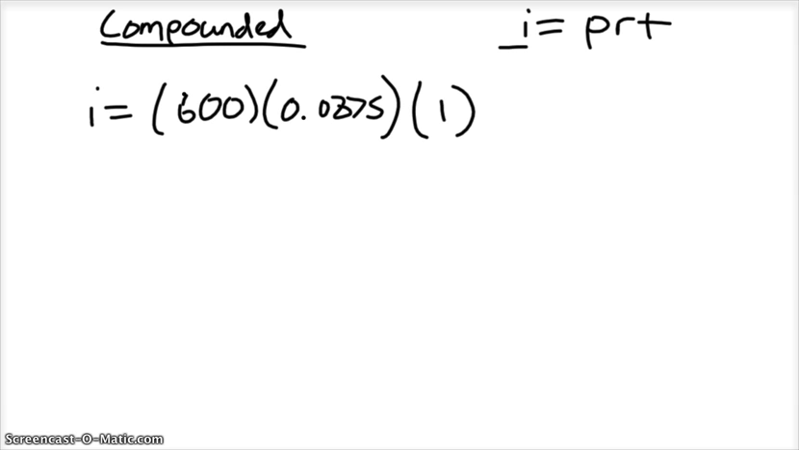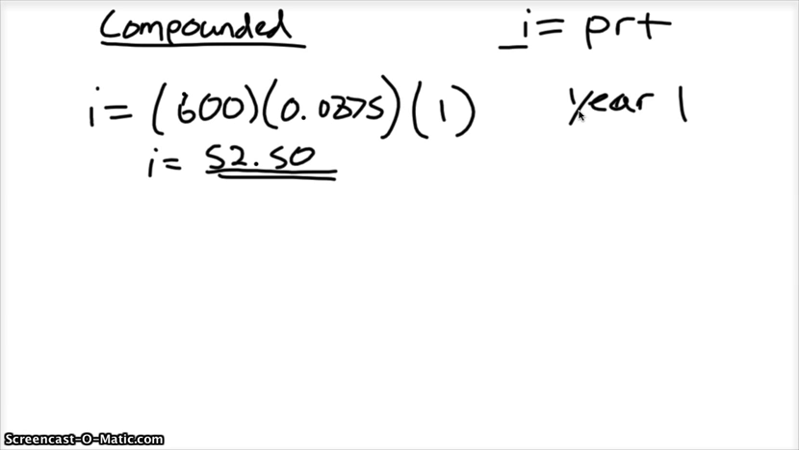So compounded means that it grows over time. Think of this one as year 1. We're talking about 2 years, but we look at it over time. So we have to solve this, and eventually we would get, in the first year, I would be $52.50. The thing about compounded is that it grows over time. So when we go into the second year, we actually add our $52.50.